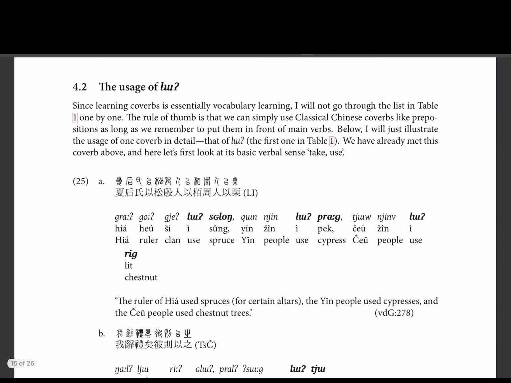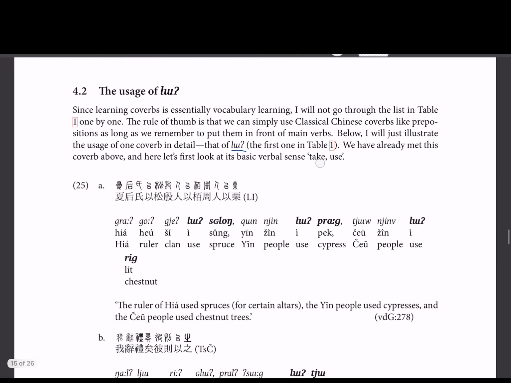Since learning coverbs is essentially vocabulary learning, as I pointed out above, I will not go through the list in Table 1 in more detail. Next up, I will just illustrate the usage of one coverb in detail. That is the coverb le. We have already met this coverb above, and here, let's first take a look at its basic verbal sense, to take or to use. Let's start with the sentence in 25a.